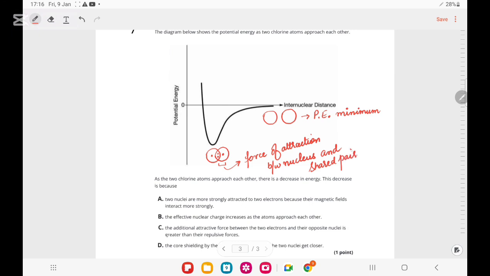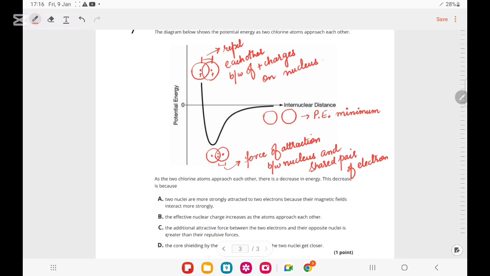But what happens when they come even closer? Here they are coming closer, then what happens? This nucleus and this nucleus both have positive charge, so they start to repel each other because of the positive charges on the nuclei. And what happens? Potential energy becomes very high there.